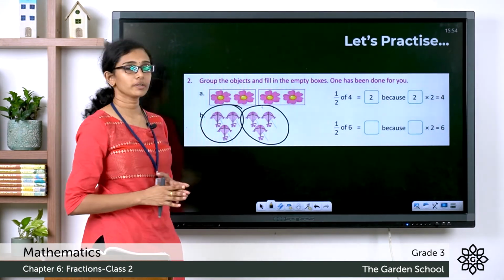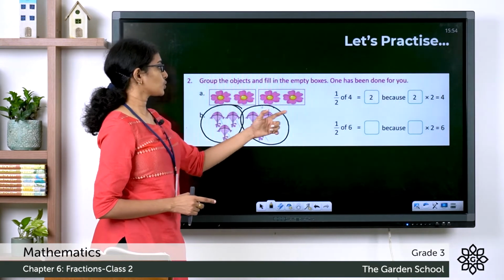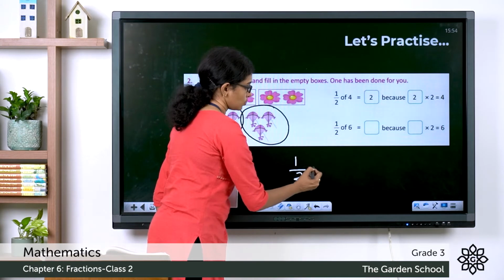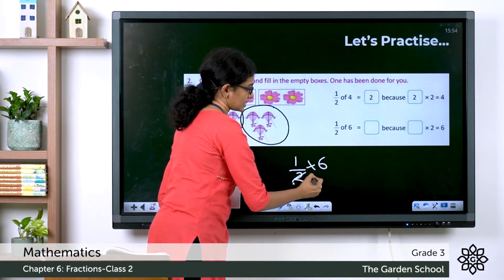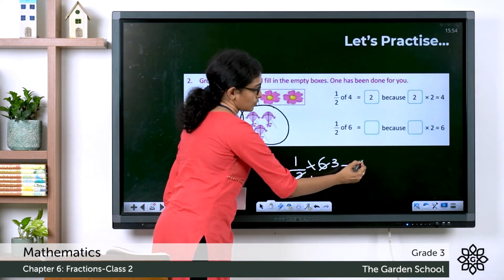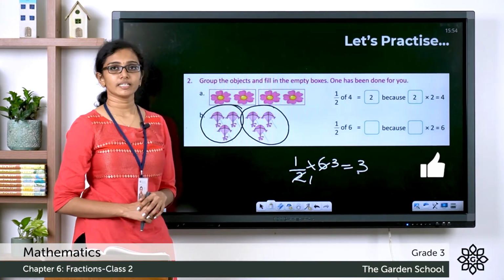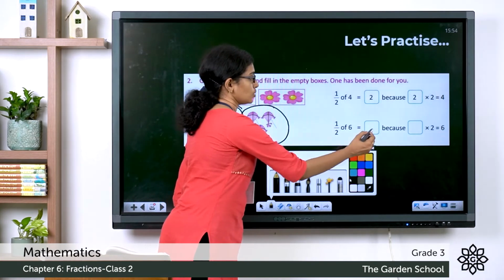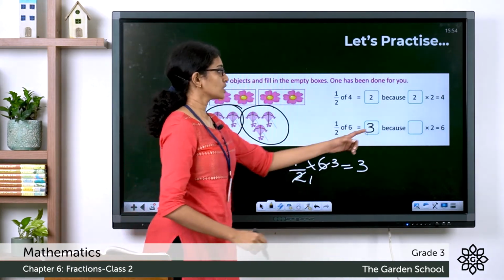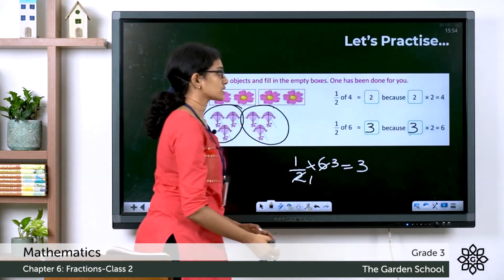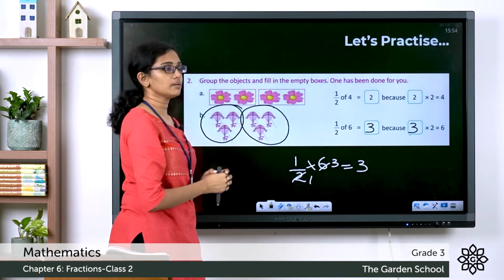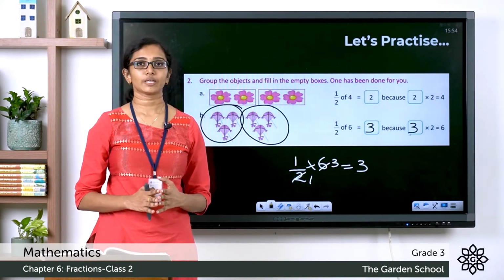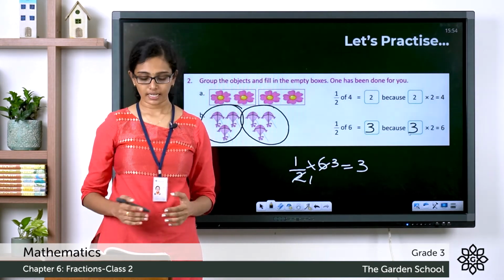And in each part how many are there? That is, 1 by 2 of 6 is equal to 1 by 2 into 6, and that is equal to 3, which is the number of kites in each group. So you can write 1 by 2 of 6 is equal to 3 because 3 into 2 is equal to 6. That means 2 times 3 is equal to 6. Hope this is clear to you. Likewise, you can complete the questions from the exercise.